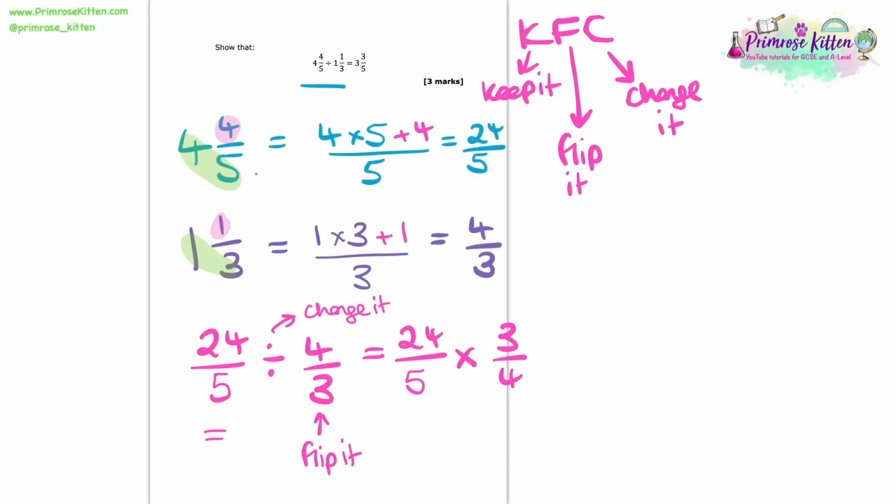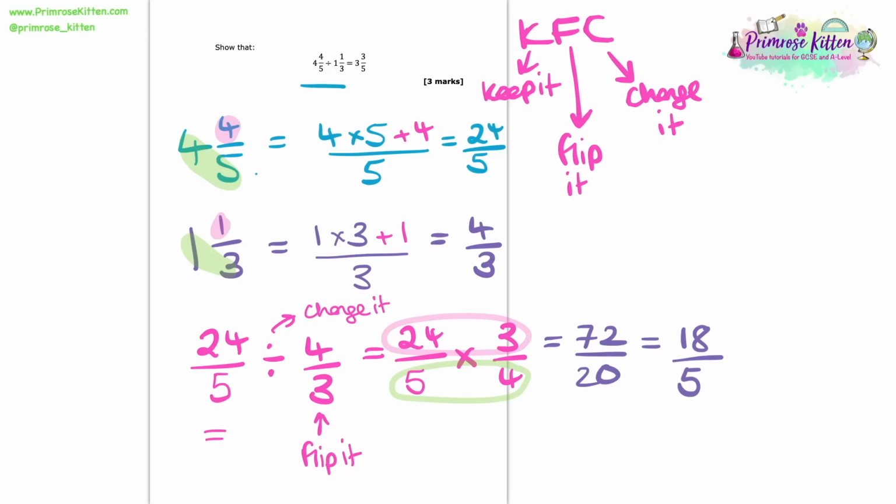So now we need to remember that when we multiply fractions, all we need to do is multiply the tops and multiply the bottoms, simplify if we can, and we're away. So 24 times by 3 gives us 72, and 5 times 4 gives us 20. Now this can simplify down a bit. We can see that both the bottom and the top are even numbers, so we can halve a few times until we end up getting what we need. This ends up giving me 18 over 5.